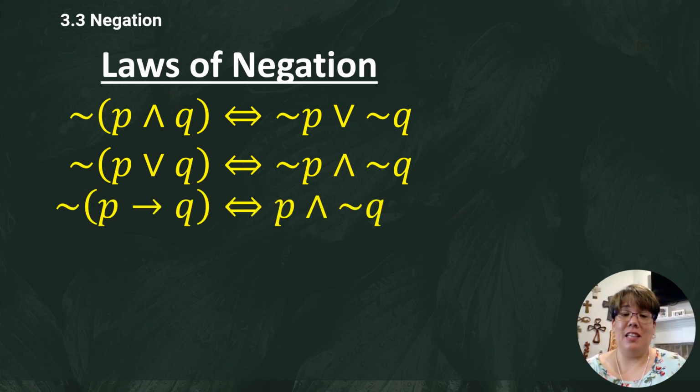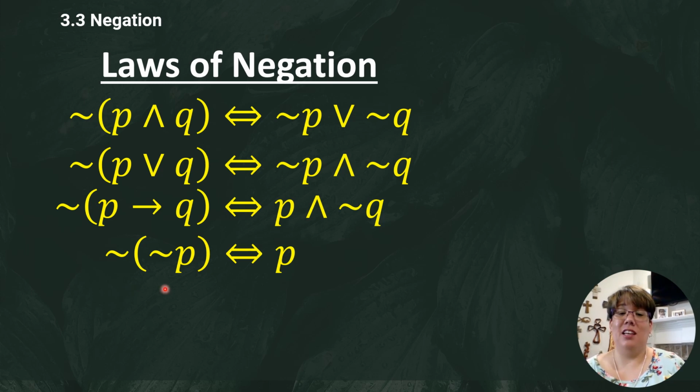If you negate the conditional statement, it turns into P and not Q. So that one's kind of different. Then if you negate a not, I guess that's how you would say it, negate a not, then you just get back the original. So negate a not, you just get back P. All right.